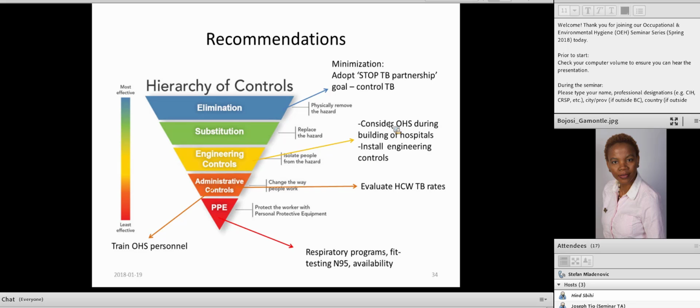Under engineering controls, they could consider occupational health and safety during the building of hospitals, and include hygienists, for instance, occupational health people, in the committees or task forces that are building hospitals. They could help with installing engineering controls. Another thing that needs to be done is to evaluate the healthcare worker TB rate, and they need to train occupational health and safety personnel who can do that evaluation. Finally, with PPE, personal protective equipment, even though they were distributing N95 respirators to high-risk areas, there was really no respiratory program in place which did things like fit testing and making sure that the N95 is available. So that's one of the things they could do.